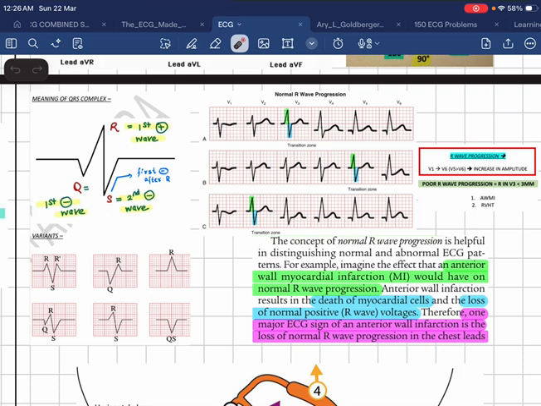In anterior wall myocardial infarction, the anterior myocardial cells die, so the R wave progression is reduced. Usually if the R in V3 is less than 3 millimeters, we call it poor R wave progression.